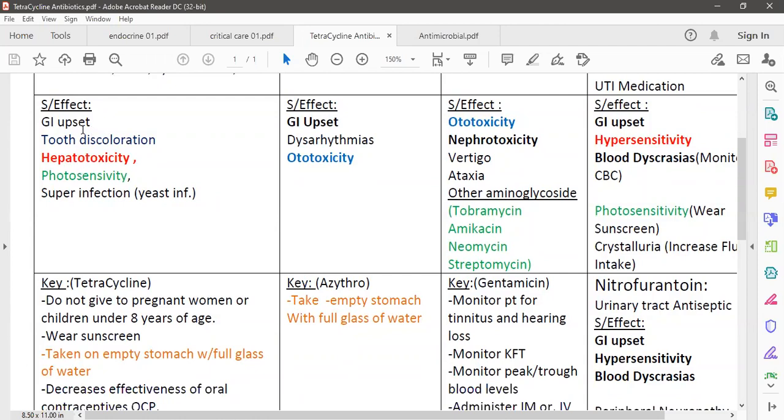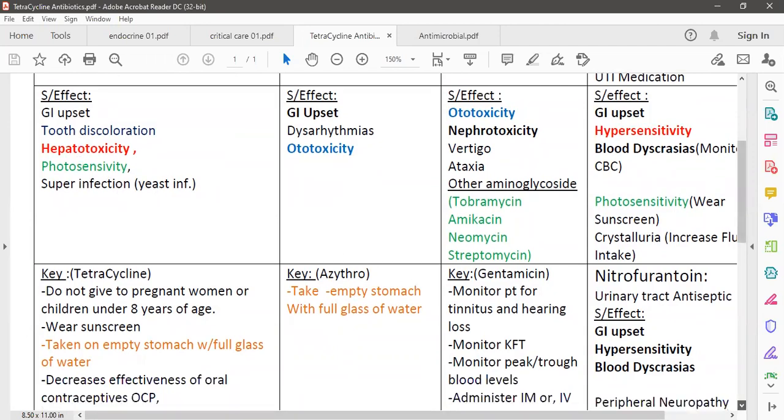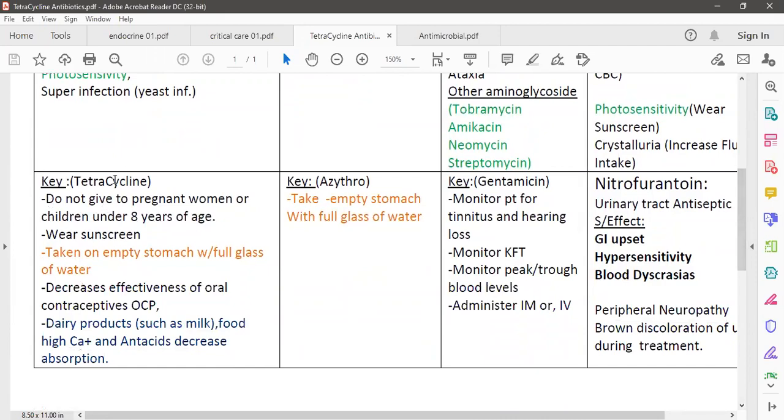And tetracycline is a very powerful antibiotic. Sometimes it can cause superinfection, especially yeast infection. What are the key points for the NCLEX board about tetracycline? Super important, my friend. Do not give to pregnant women or children under 8 years old. So when you prescribe this medication, you should ask the patient whether they are pregnant or not. Do not give to a pregnant or nursing mother because it is teratogenic.